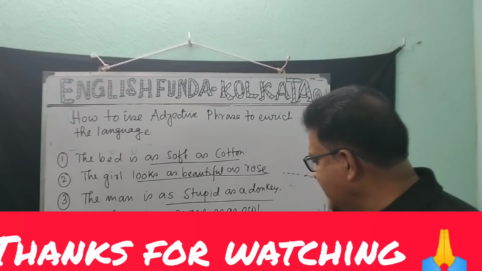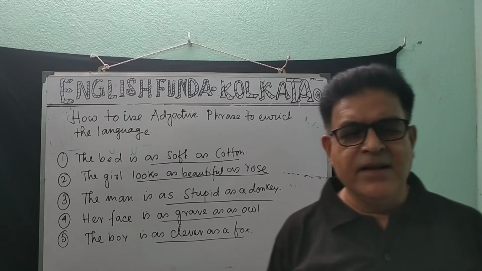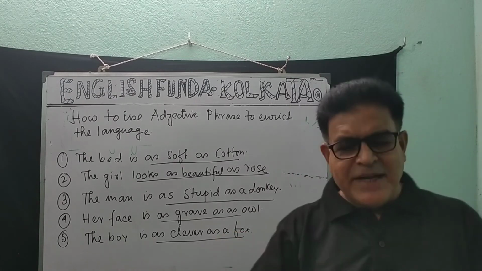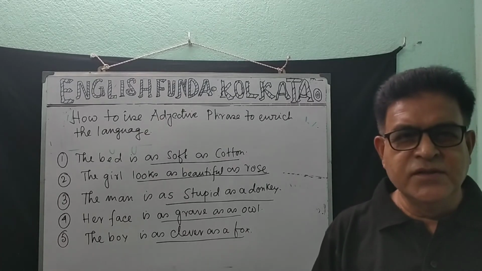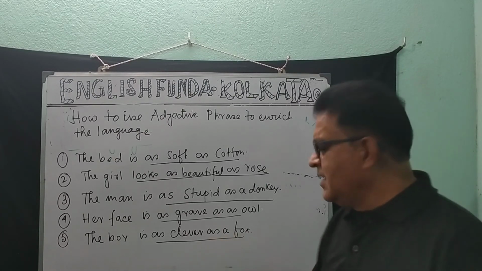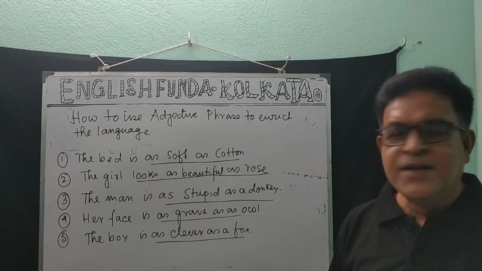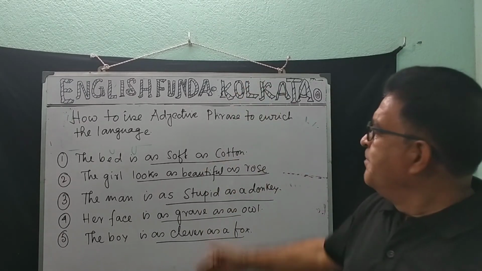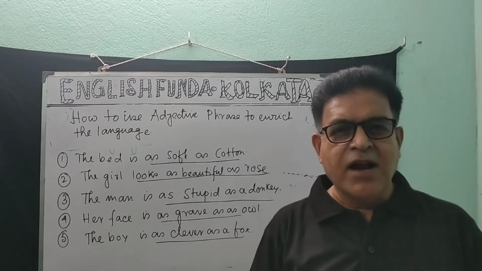The boy is as clever as a fox. You know, a fox is a very clever animal. So, to compare the cleverness of the boy, we are using a fox. It's a very beautiful language. The boy is as clever as a fox. So, these are the most beautiful adjective phrases which you can use to enrich the language.